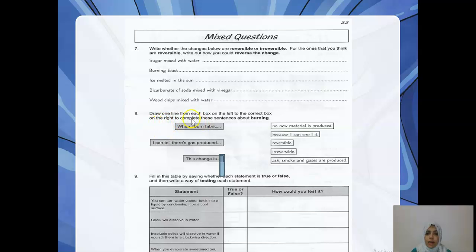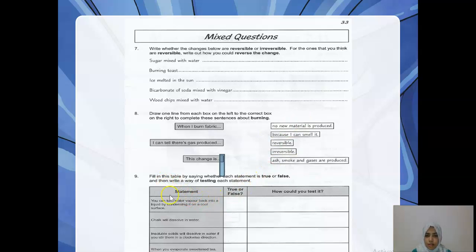Then here, draw one line from each box on the left to the correct box on the right to complete the sentence about burning. When I burn fabric, what happens? I can tell there's a gas produced. Why? How can you tell there's a gas produced? So ash, smoke. So when I burn fabric, ash, smoke, and gases are produced. This change is reversible. How can you tell that gas is produced? Because maybe you can smell it. So match the correct one.